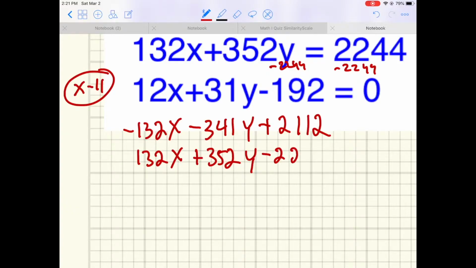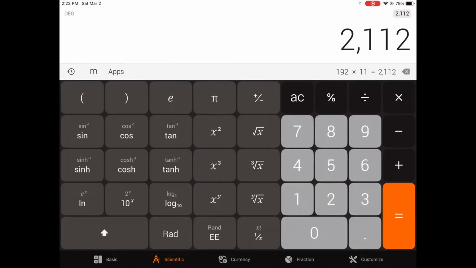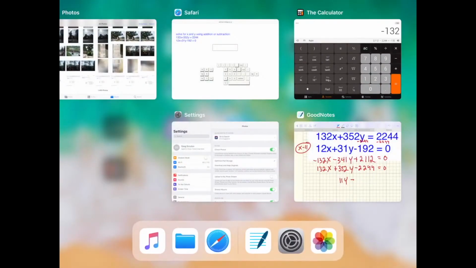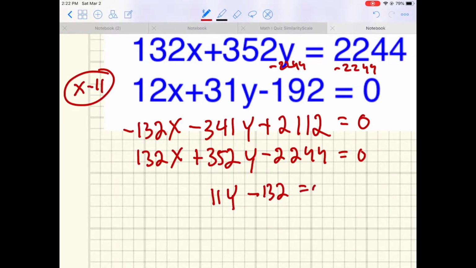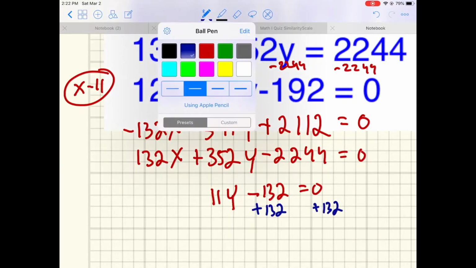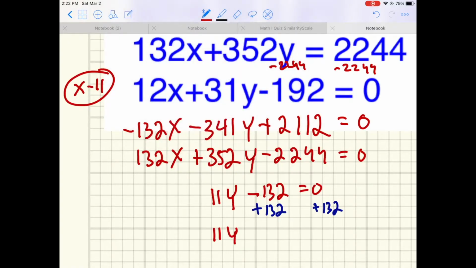Minus 2,244 is equal to 0 in both cases. You end up getting 11y minus 2244. This number take away 2244 is equal to negative 132 minus 132 is equal to 0. I'm going to get rid of that negative 132 by adding 132 to the left-hand side, but if I add it to the left-hand side, I also have to add it to the right-hand side. We end up with 11y is equal to 132.